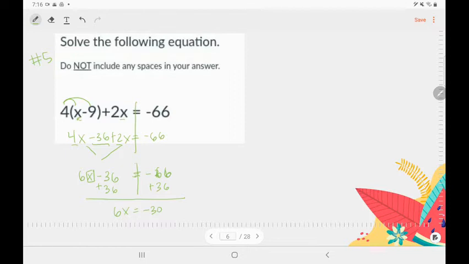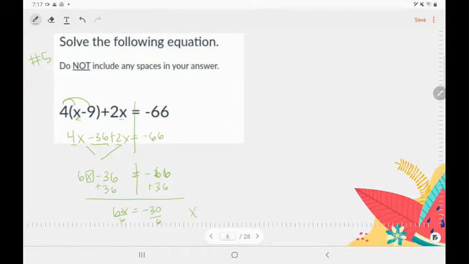Now I need to get rid of the 6. Remember, it's not being added, it's being multiplied, so I'm going to divide. And that results in x is equal to negative 5.